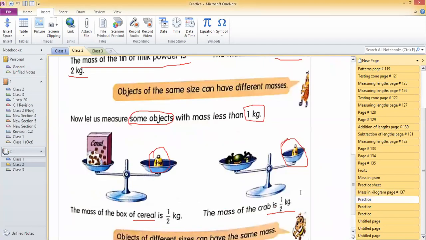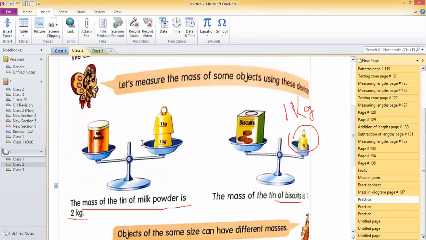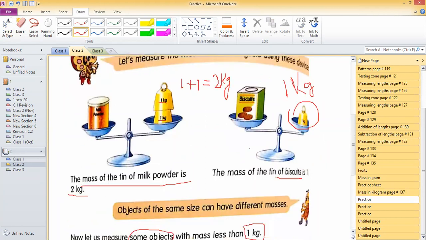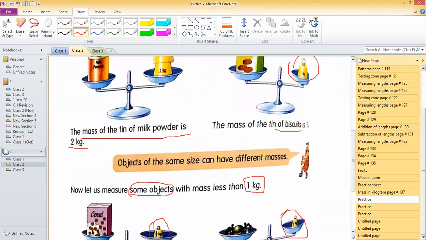We did some practice also, like this milk powder. We check what the weight of this milk powder is. This is again the weight balance. On one side there was a milk powder, and on the other side there were two weights of 1 kg. So 1 plus 1 is 2. I told you guys, whenever we have two weights, we add and find out the total weight. This is 1 and this is 1, that means the total is 2 kg. So this milk powder is 2 kg. However, this biscuit is only 1 kg, because there is only one weight. So the mass of this tin of milk powder is 2 kg and the mass of this tin of biscuits is 1 kg.